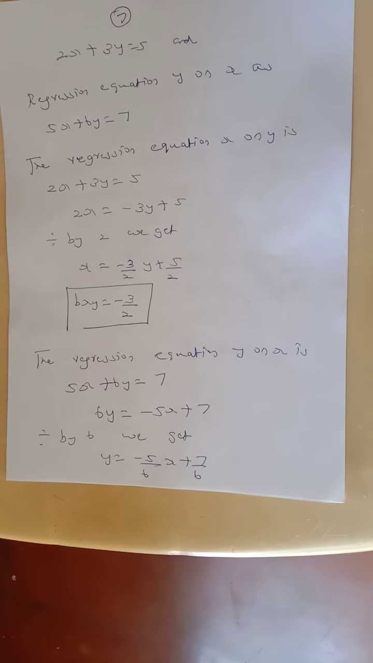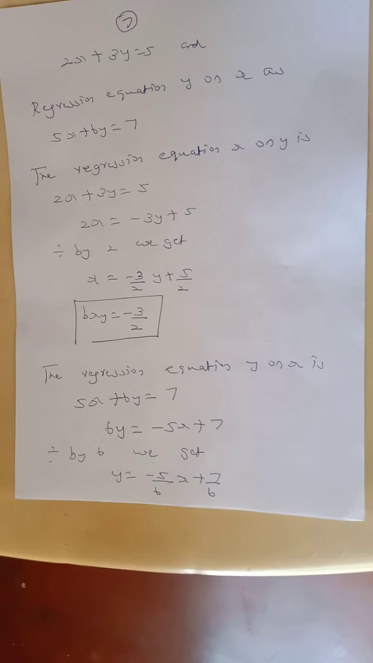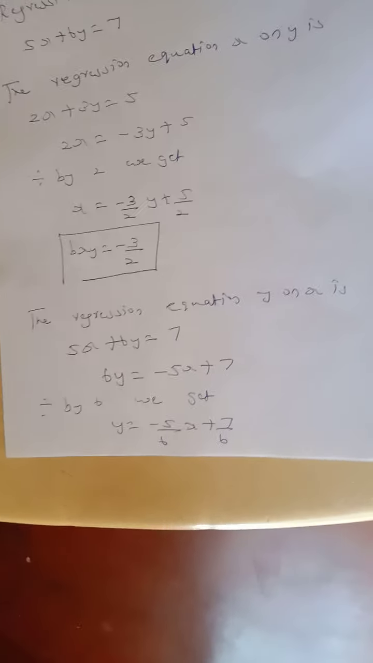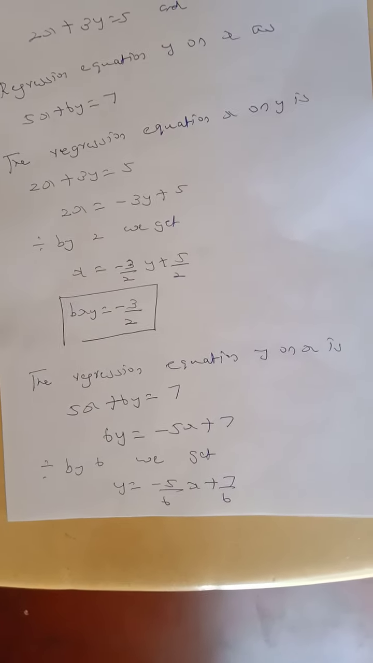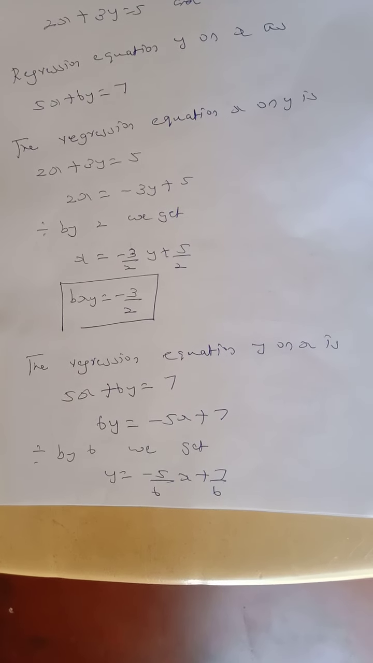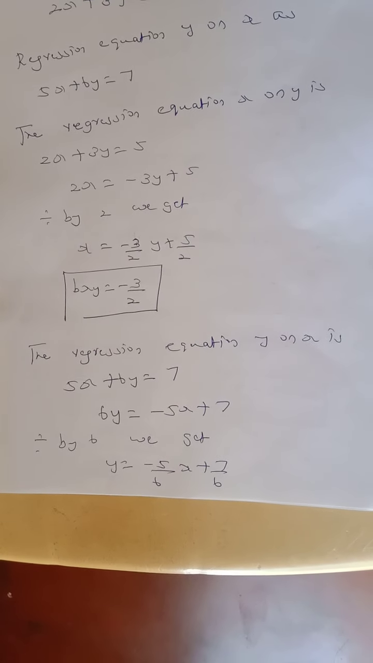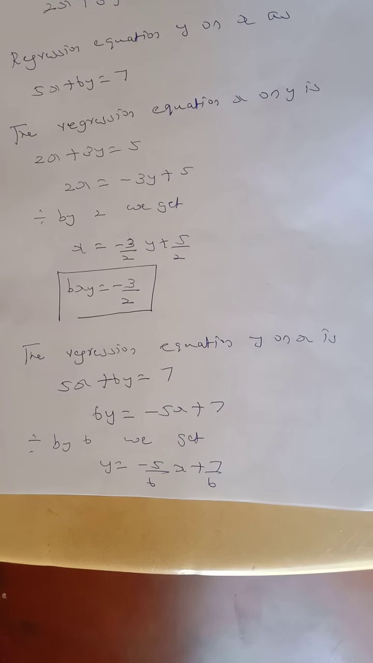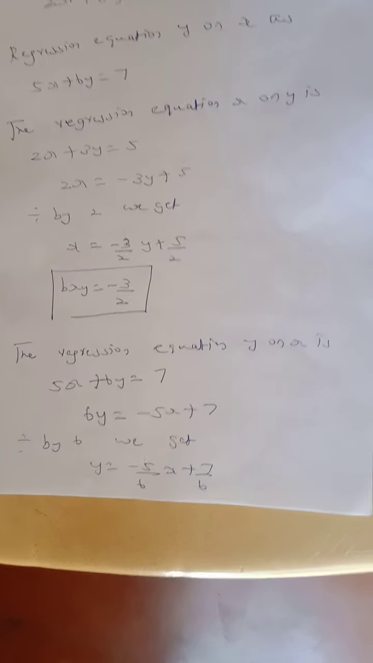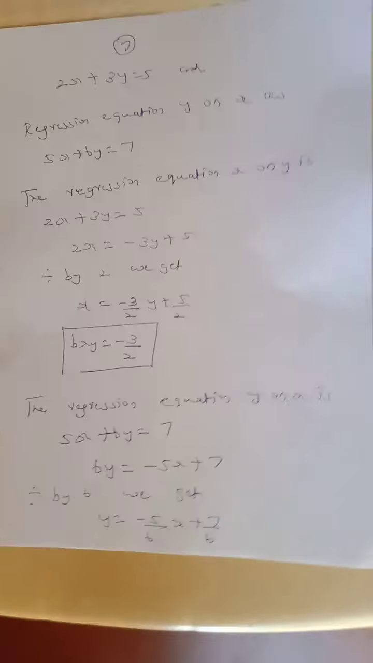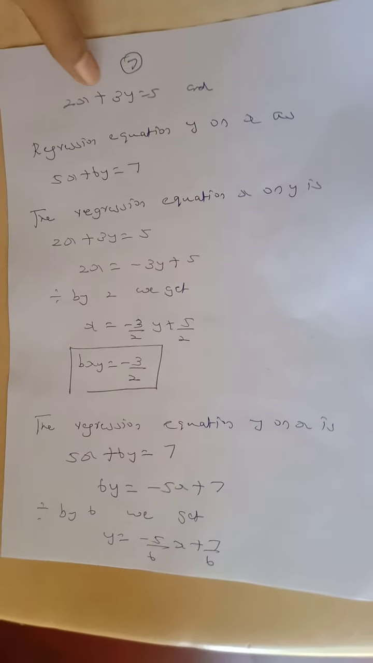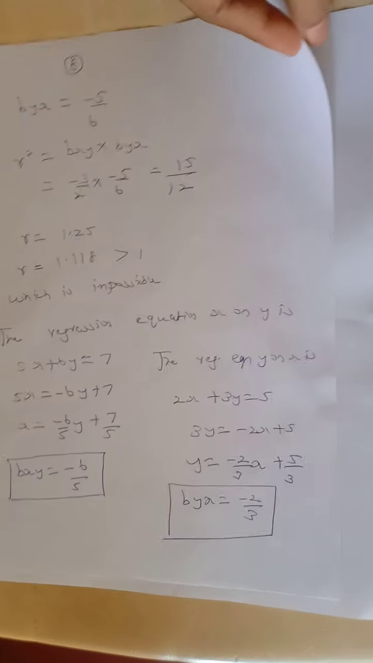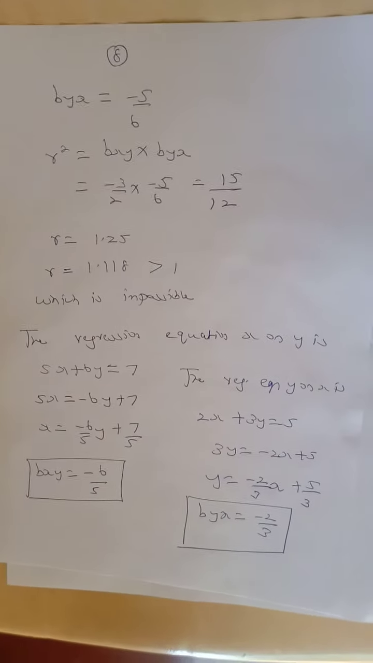The other equation we consider as the regression equation y on x, which is 5x plus 6y is equal to 7. Here we keep y on the left hand side. So we get 6y equal to minus 5x plus 7. Dividing by 6 we get y is equal to minus 5 by 6 x plus 7 by 6. So the regression coefficient y on x, byx, is equal to minus 5 by 6, the coefficient of x.